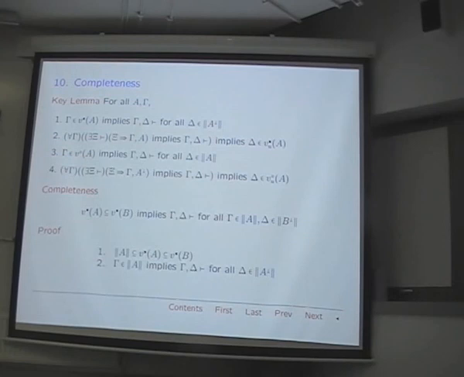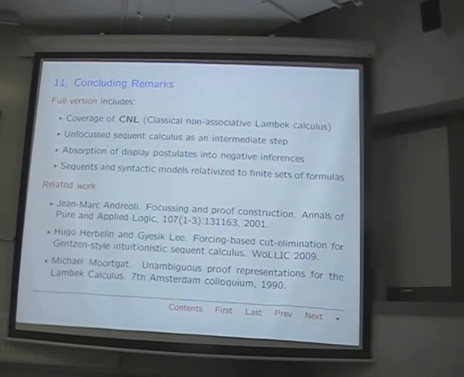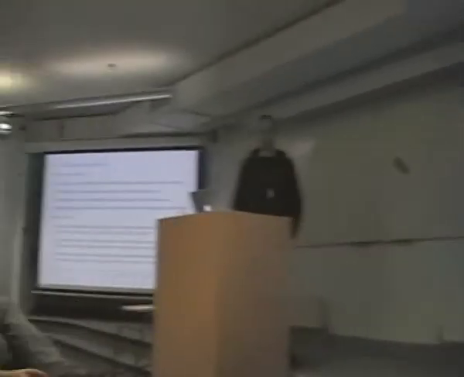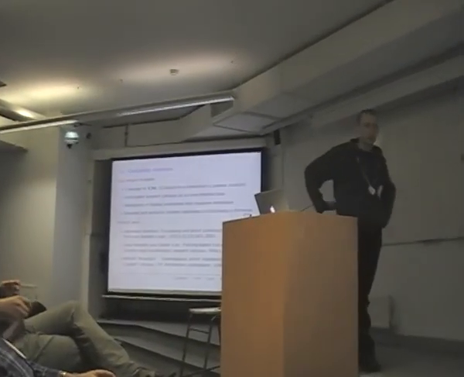So that actually pretty much concludes my discussion. It is of course based on an article that I've been working on. So the full version of this article includes first of all coverage of the classical non-associative Lambek calculus, my reason for defining one-sided sequents for the Lambek-Grishin calculus simply being to bring it closer to the presentation of CNL, thus allowing me to provide a uniform proof of normalization for both systems.